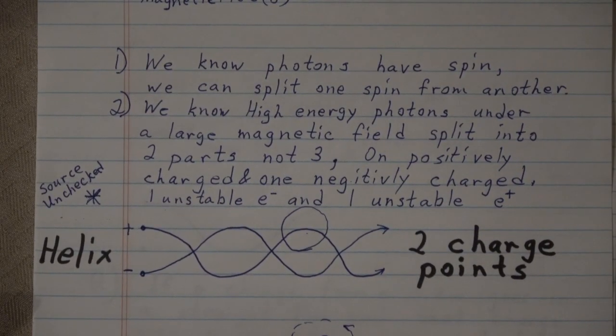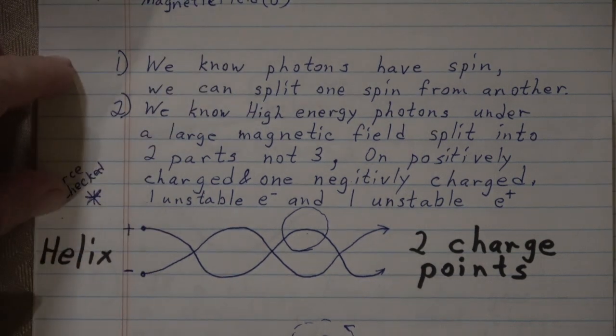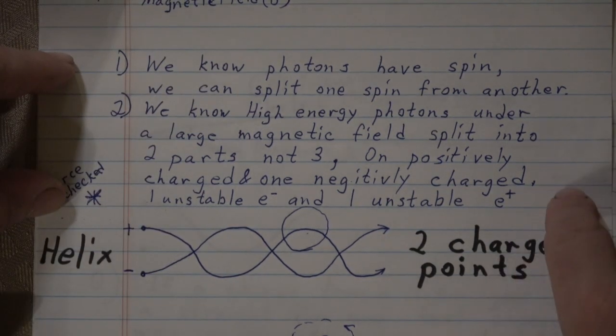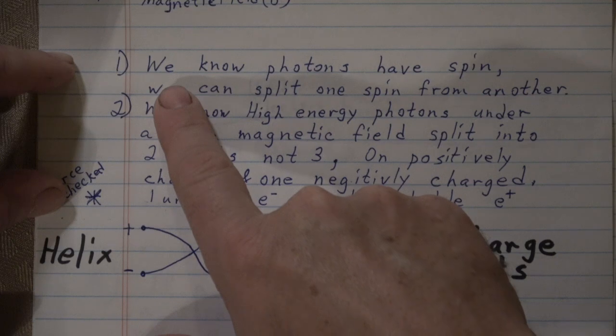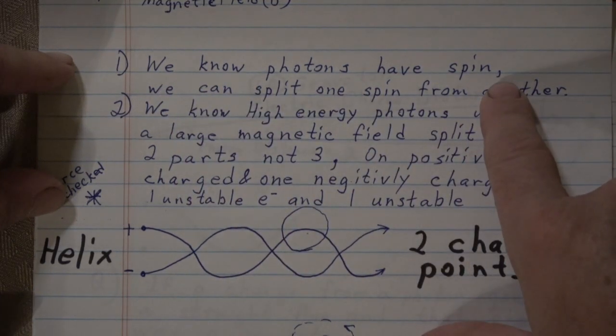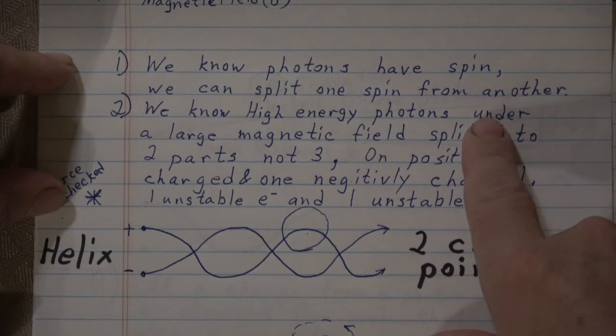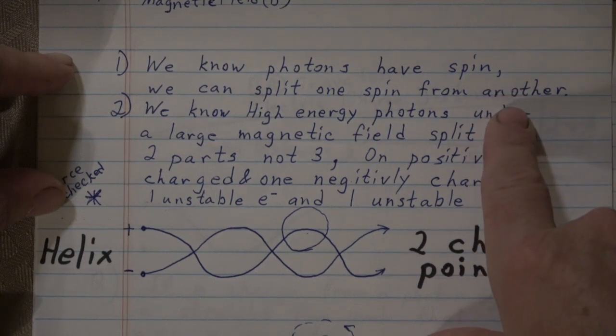Okay, jumping down a giant rabbit hole and looking at photons as a helix. The reason why we do this is we know photons have spin. They can either spin clockwise or counterclockwise according to their direction, and we can split those spins. So we can split them apart and use them individually.